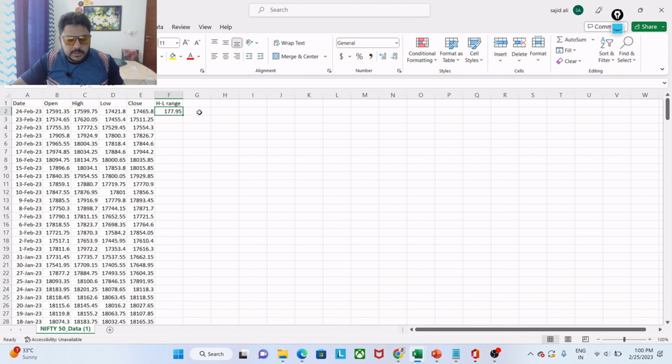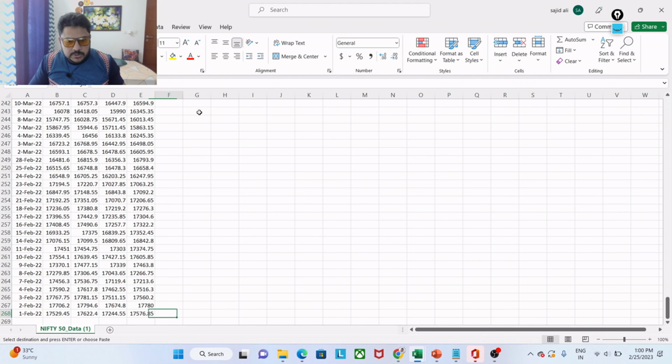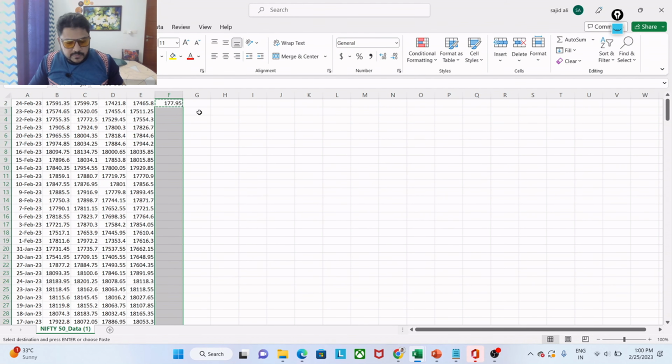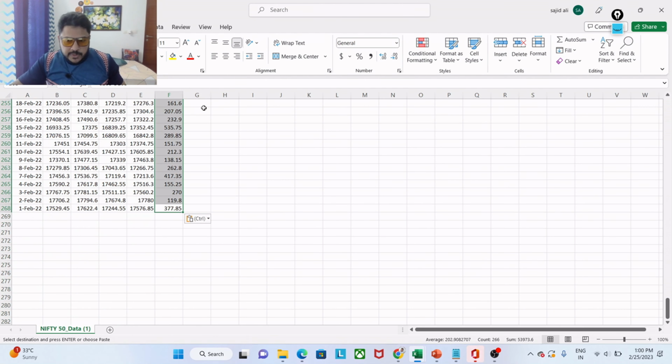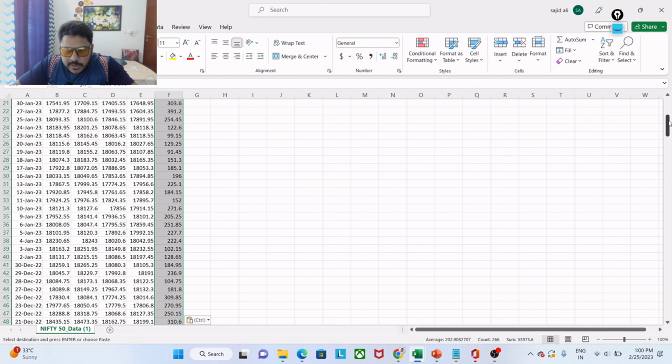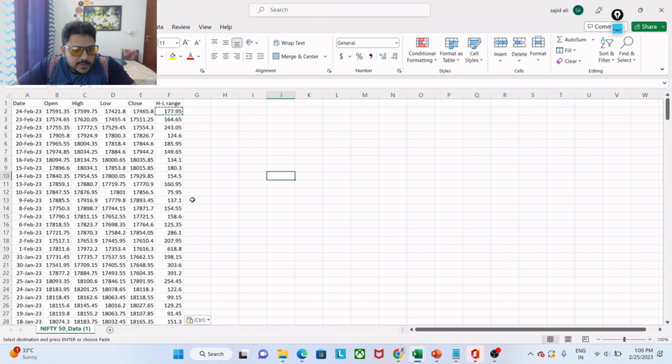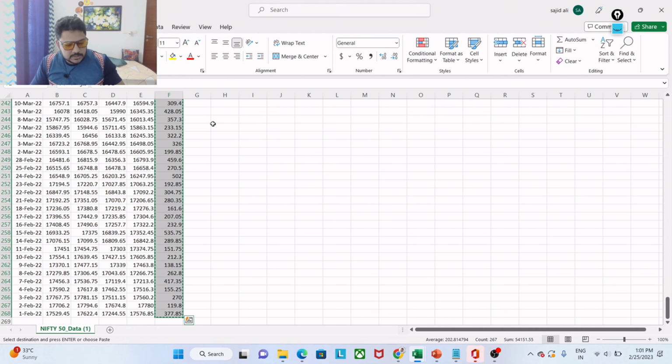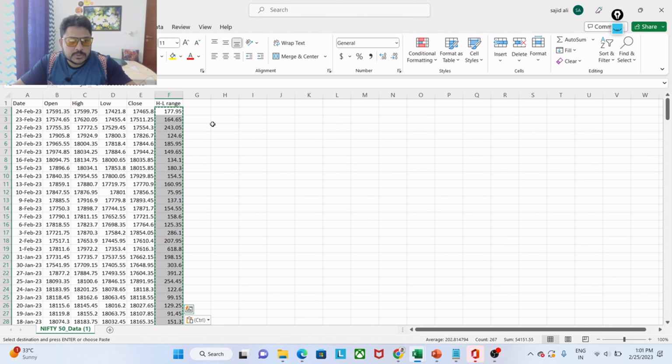Okay, so this is the range in which Nifty has been moving. This is the range on a daily basis, day to day, every week. This is the range of Nifty. Okay, simple formula, high and low. So what I'll do is I'll just copy and paste values.